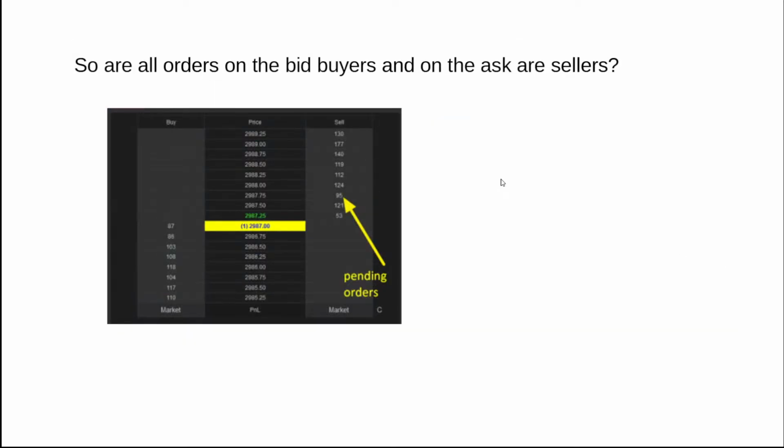So are all orders on the bid buyers, and all orders on the ask sellers? This is something I would like for you guys to take a second to think about. You yourself, when you're entering trades, do you enter only buys on the bid and only sells on the ask? Or are you also entering sells on the bid and buys on the ask side?